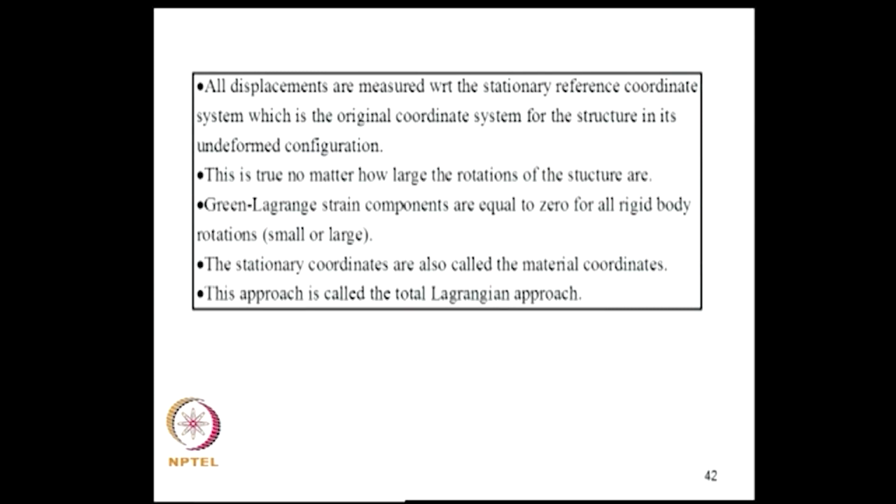Now, a few observations. All displacements are measured with respect to the stationary reference coordinate system, which is the original coordinate system for the structure in its undeformed configuration. This is true no matter how large the rotations of the structure are. The Green-Lagrange strain components are equal to 0 for all rigid body motions. The rigid body motions can be small or large. The stationary coordinates are also called material coordinates. This approach to solving nonlinear problems is called the total Lagrangian approach.